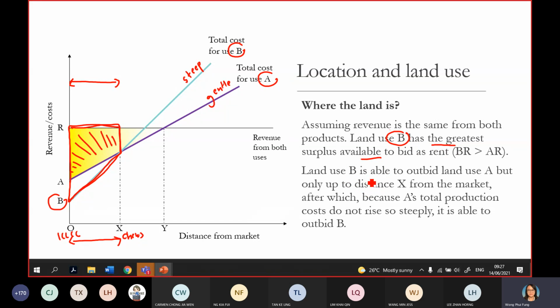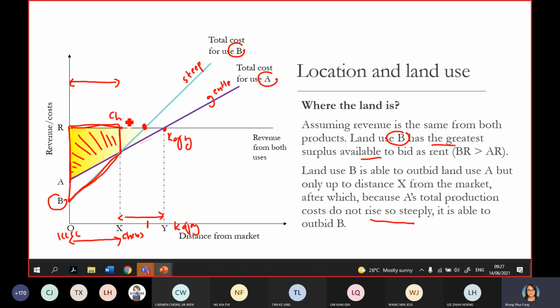However, land use B is able to outbid A, but only up to distance X, at which point A, because its production costs do not rise so steeply, is able to outbid B. Okay, now I want you to focus on the distance X to Y. Let's say Y is Kajang. Between distances X and Y, Cheras and Kajang, you can see B will stop at this point. Correct or not? In between Cheras and Kajang. But then A will last until Kajang.